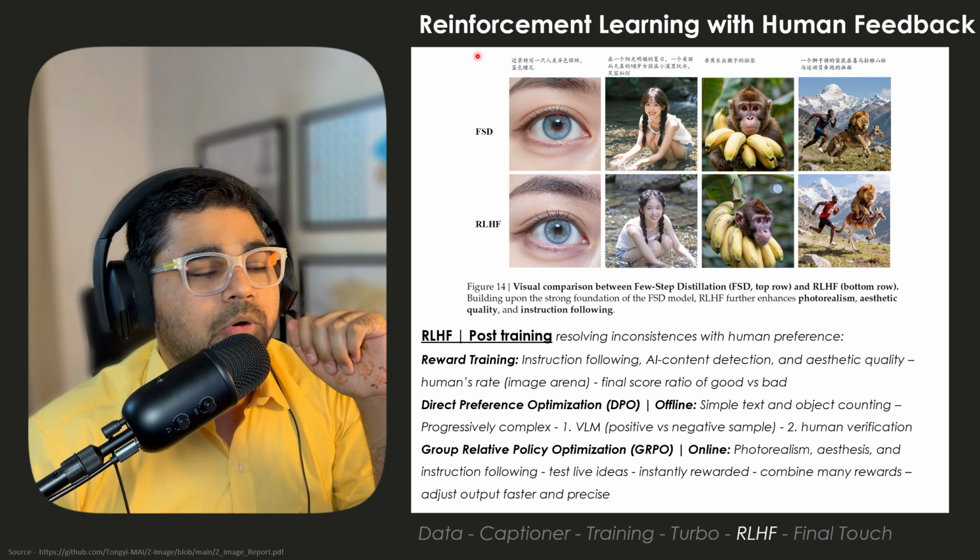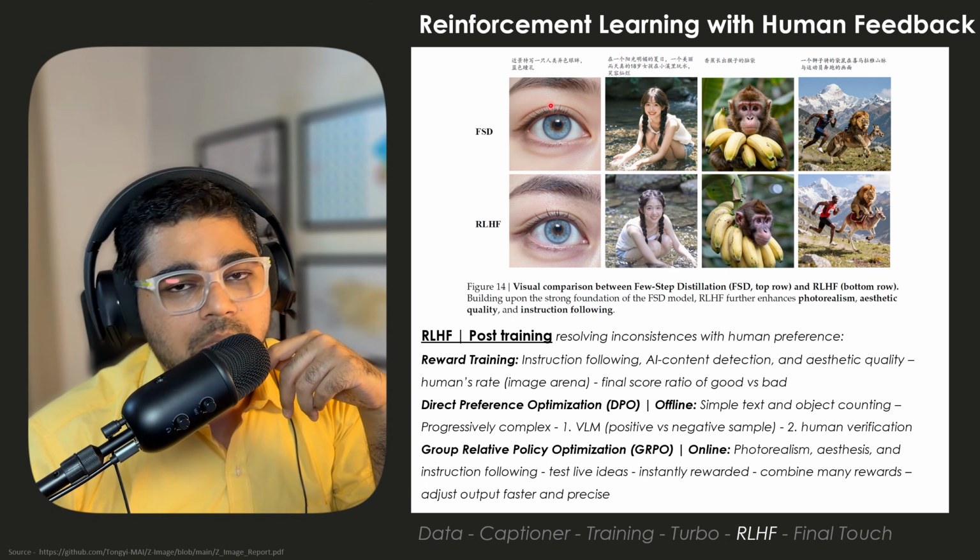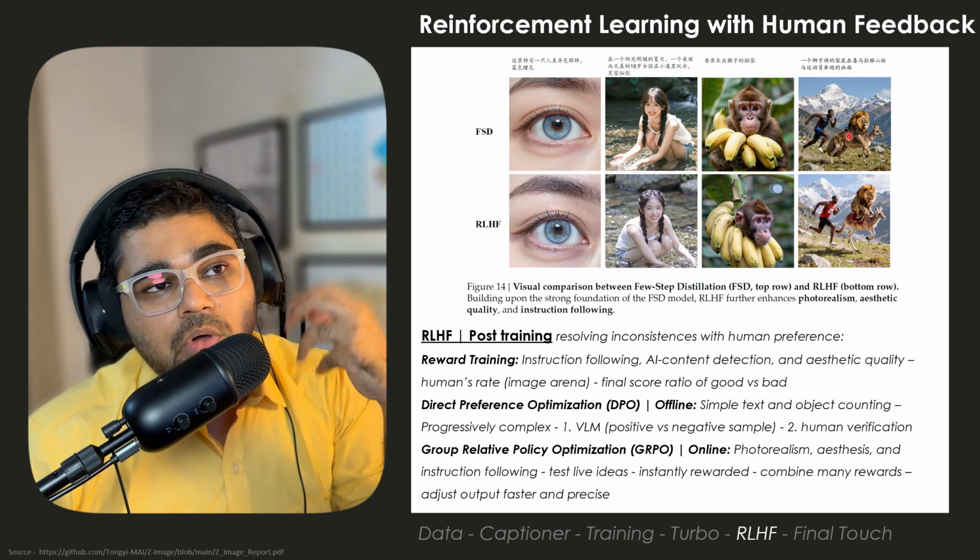The next step is about RLHF, which is reinforcement learning with human feedback. Now the first row of images does not have human feedback.